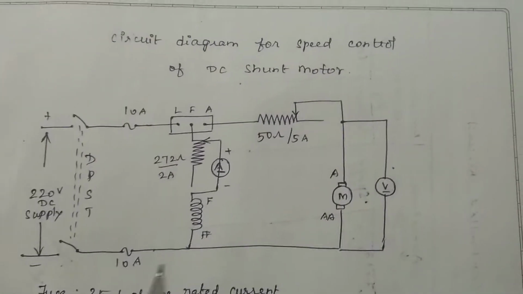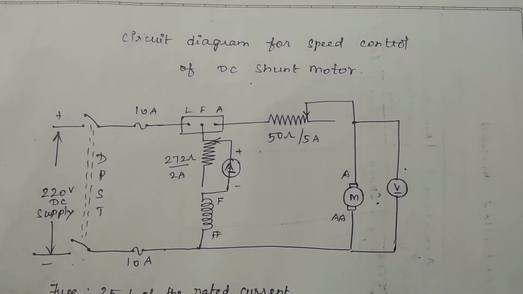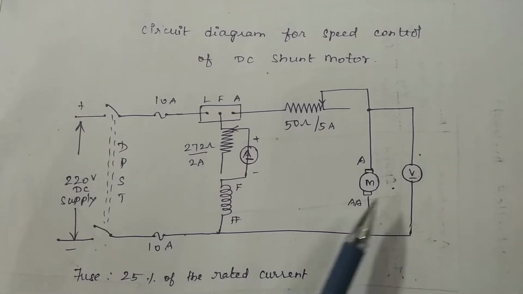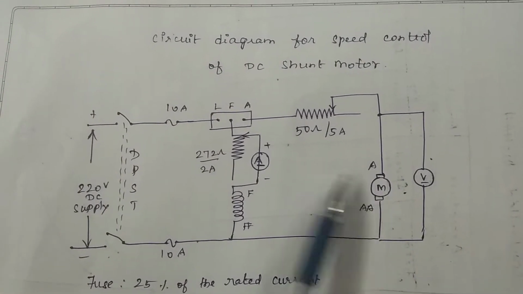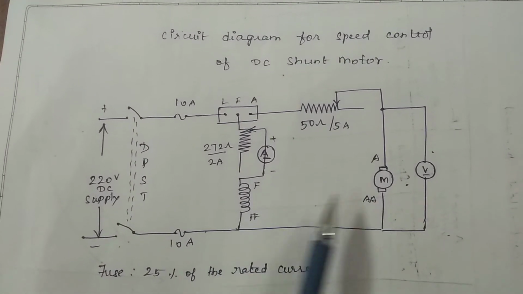The experiment which we are going to do is speed control of a DC shunt motor. So this is the circuit diagram corresponding to the experiment. So here we have a shunt motor. The armature of the motor is given here and the field is connected in parallel with the armature. So it's a shunt motor.